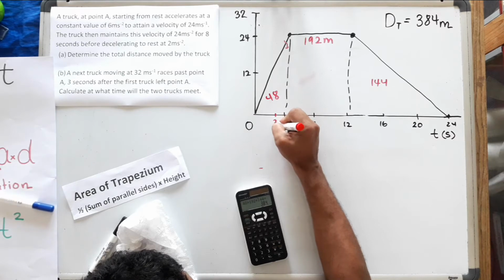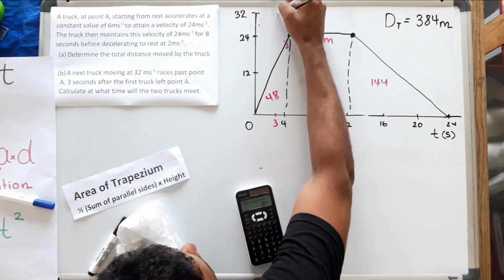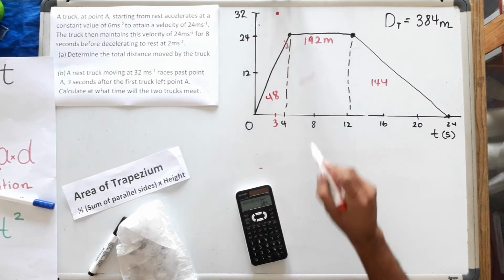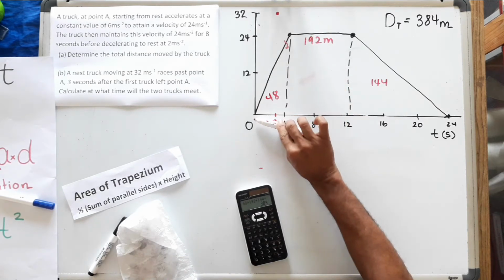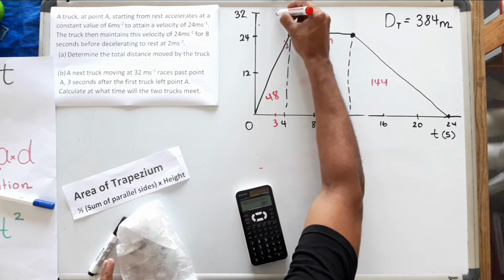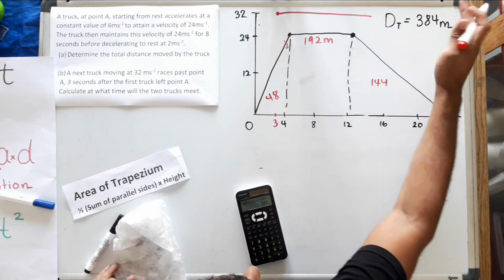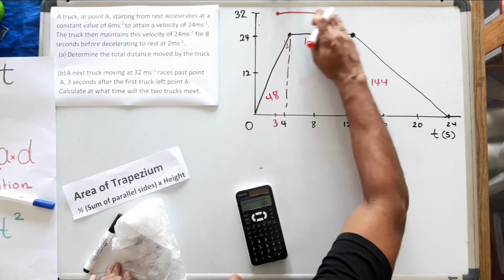This is supposed to represent the 3rd second. At the 3rd second, a truck mysteriously appears. And it doesn't start from rest, you know. It starts at 32 meters per second, and it races, maintaining that velocity.